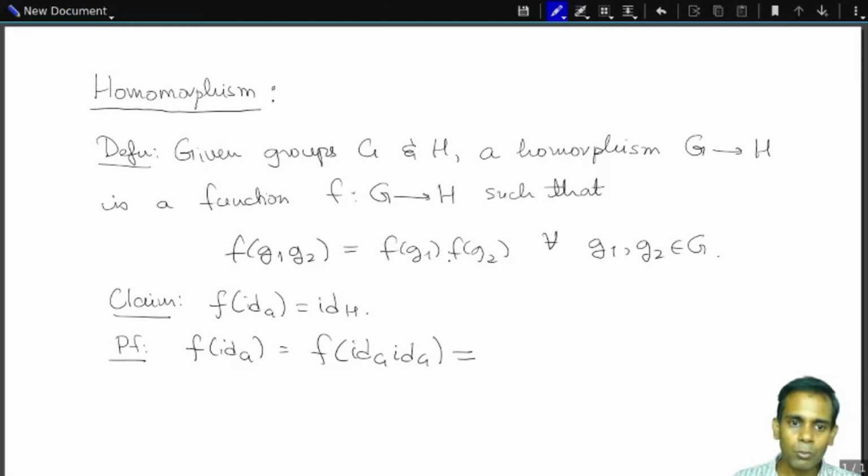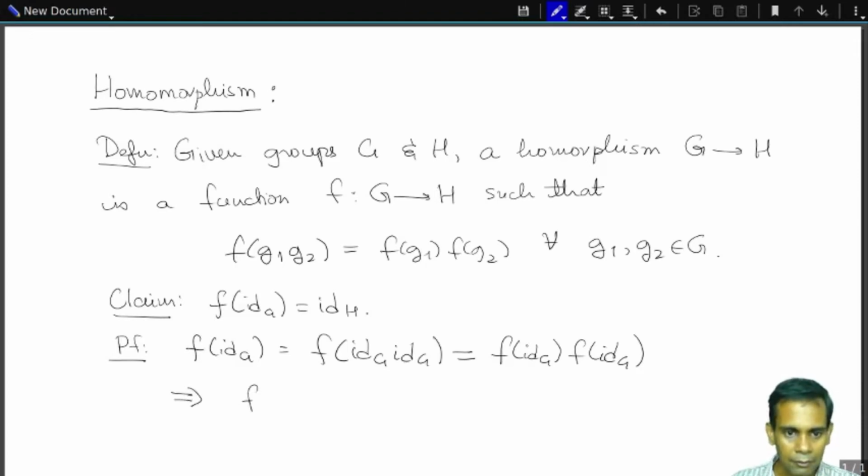And then using this homomorphism property, what we get is f of identity of G times f of identity of G. So f of identity of G is an element of H, and this element has the property that it is equal to what you get when you multiply it by itself. And now remember, in groups we have this cancellation property, so this implies that f of identity of G is equal to identity of H. You just cancel out this here with this here.